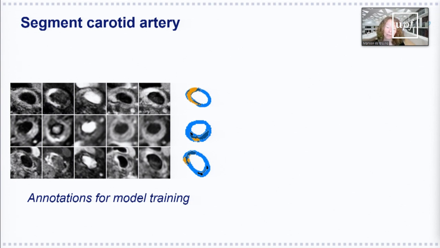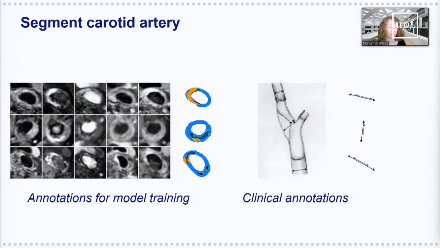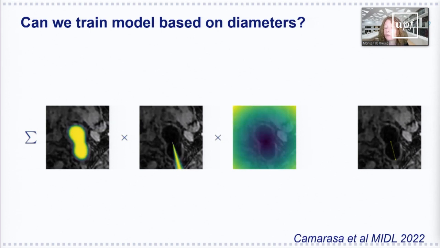On the other hand, we have clinical annotations that are made for nearly any patient to assess the degree of stenosis, and they are more limited. They typically measure just the maximum diameter in different regions of the blood vessel. So we wanted to train a segmentation model based on only these clinically available diameter annotations. And the problem is that to optimize this, we need to be able to derive the maximum diameter from a shape in a differentiable manner.